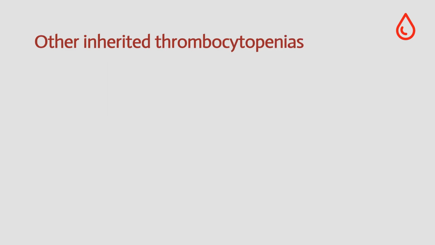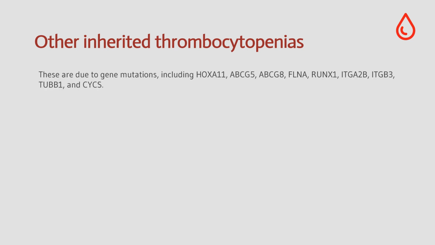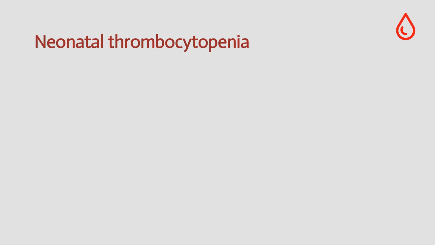Now, let's explore a spectrum of other inherited thrombocytopenias. These are due to gene mutations, including HOXA11, ABCG5, ABCG8, FLNA, RUNX1, ITGA2B, ITGB3, TUBB1, and CYCS. Various mutations lead to distinct thrombocytopenic conditions. Shifting gears to neonatal thrombocytopenia, where the platelet count is less than 150,000 per milliliter in 1% to 5% of infants at birth.